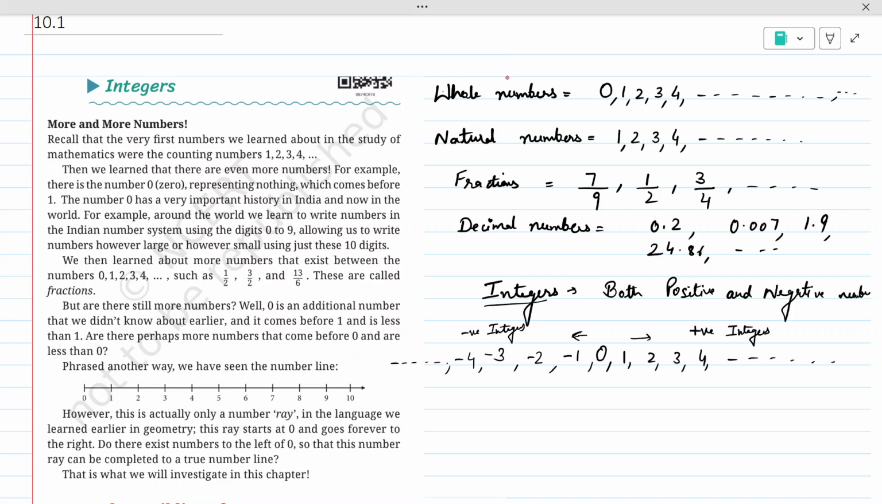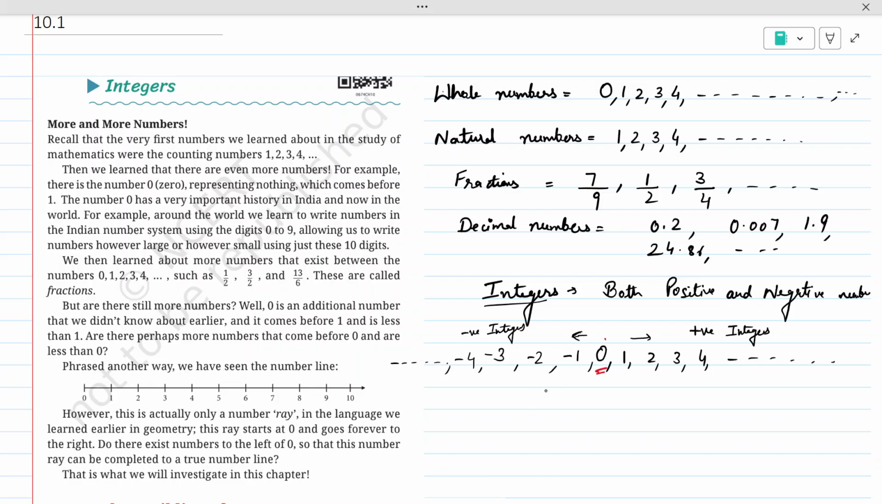Now kids, the important point to note here is about 0. Okay, 0 is neither a positive integer nor a negative integer. 0 is not included in either of these. 0 is 0. We will call 0 an integer, but it is not positive, it is not negative. Okay, this is another important thing.